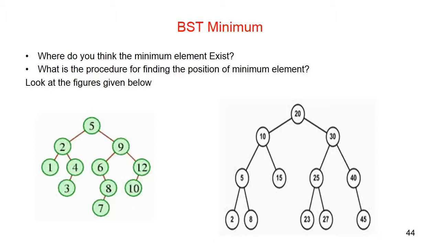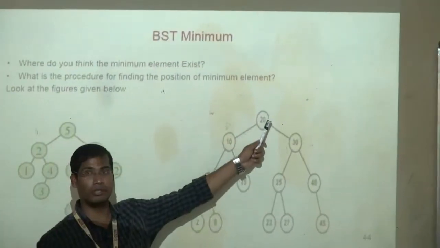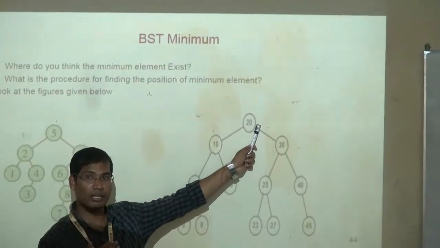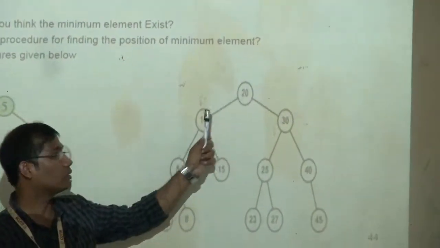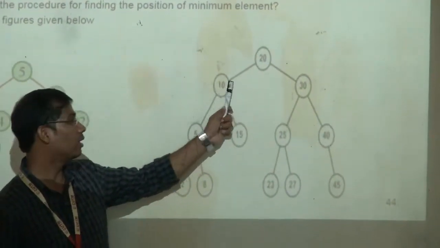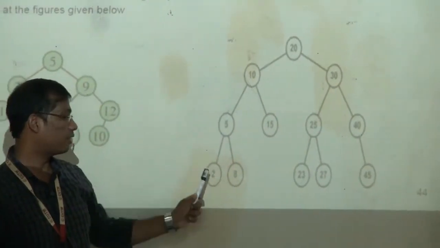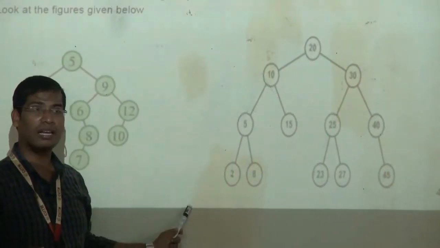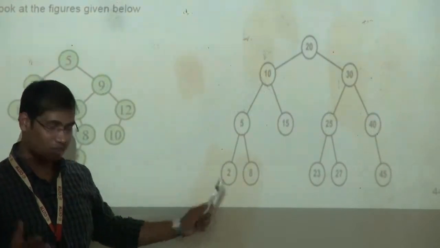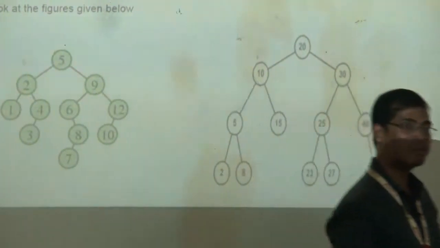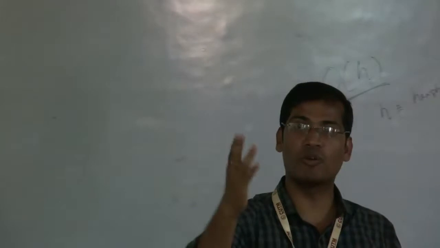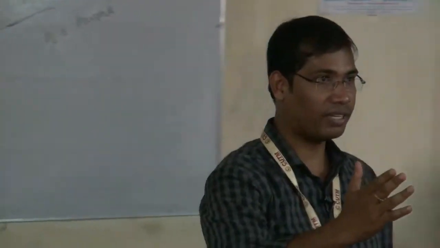You see. Now come to this. Start with the root. Keep moving left. What is left? Again left. Again left. Again left. Null. Null means that is the minimum. So what is my procedure for finding the minimum? Start with the root, keep moving left, stop if the left of a particular node is null. That is the minimum element. Similarly for max.